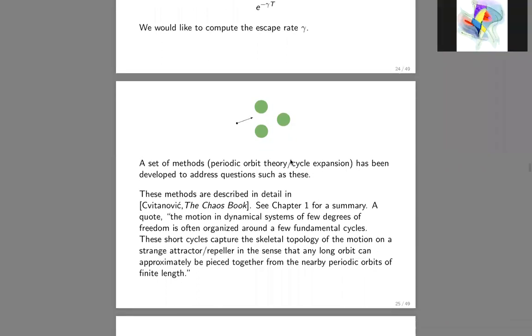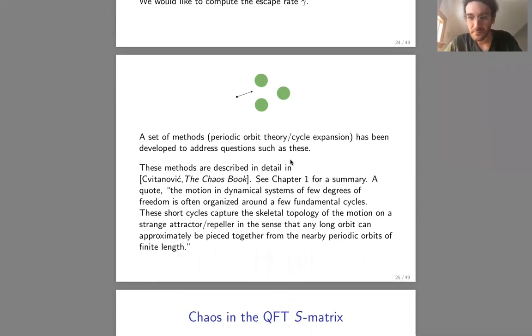Similar to this Lyapunov exponent, which also has a semi-classical way to characterize it, right? Yes. Semi-classical systems.